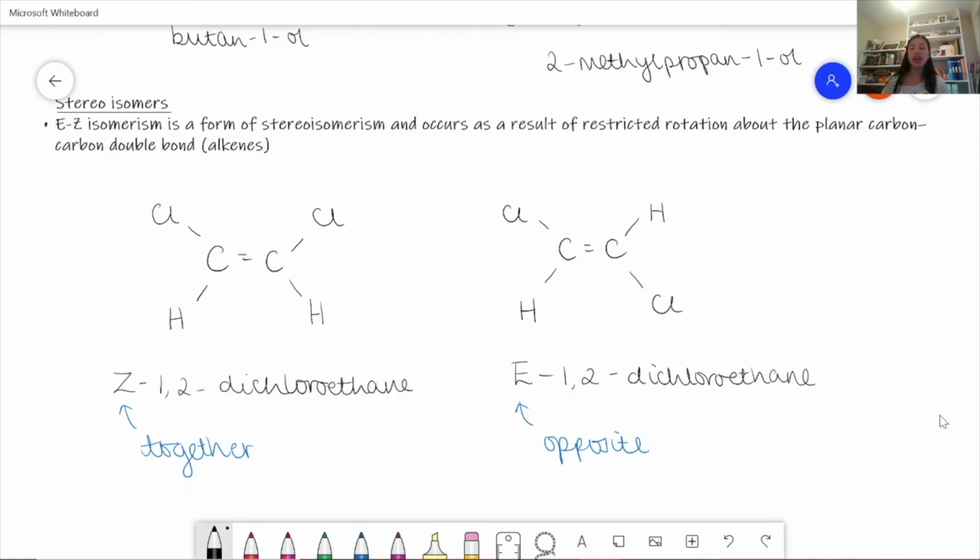So the first, we have 1,2-dichloroethene. And so this is a Z because the Z stands for together. And so basically the things which aren't hydrogens, so these two chlorines here, they are together. So we call it Z-1,2-dichloroethene. For the other stereoisomer, these chlorines are opposite each other. So we call it an E-1,2-dichloroethene, the E representing opposite.